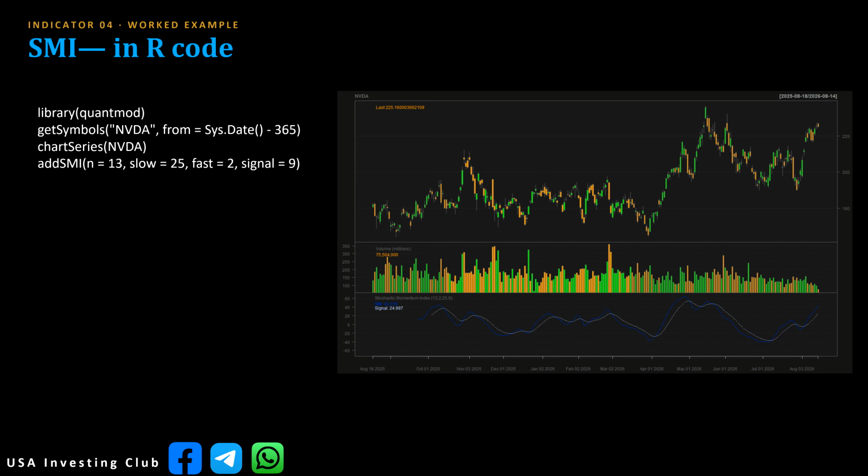What's on screen is that output on real NVIDIA data, price on top, and 2 lines underneath, SMI itself, and its own exponential moving average acting as a signal line, in the same spirit as MACD's line and signal setup from day 2. Watch for the 2 lines crossing each other, which is SMI's own internal confirmation signal, distinct from the plus 40 and minus 40 reference bands we just covered.